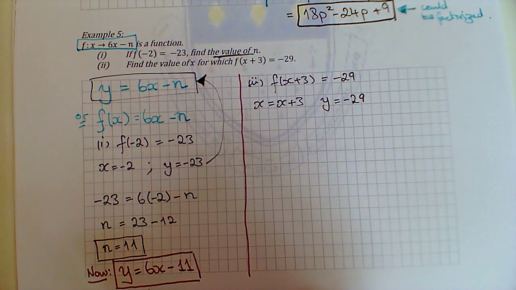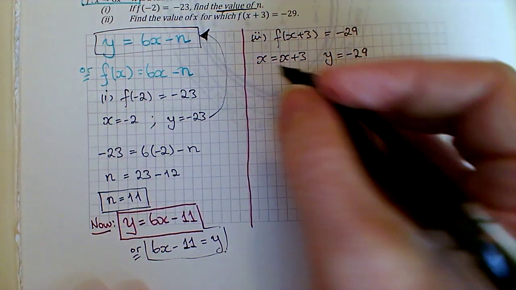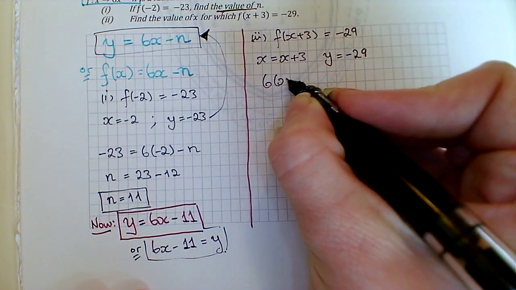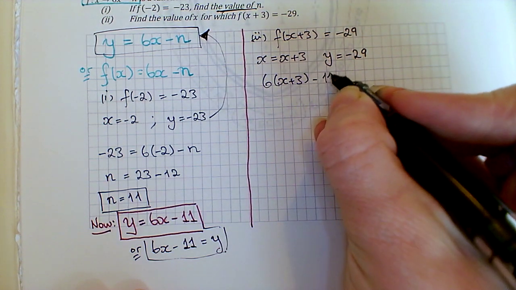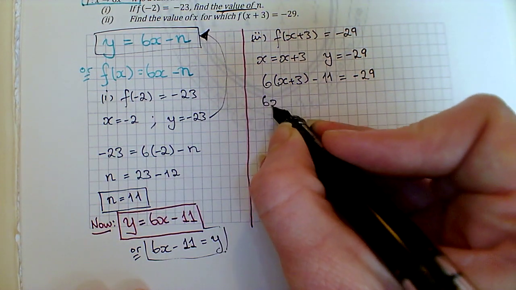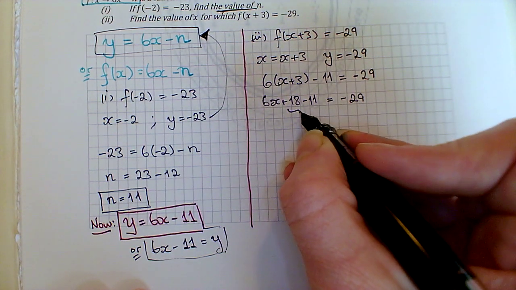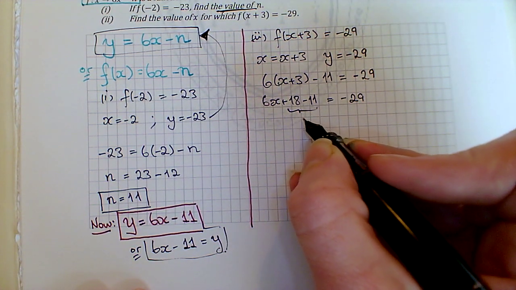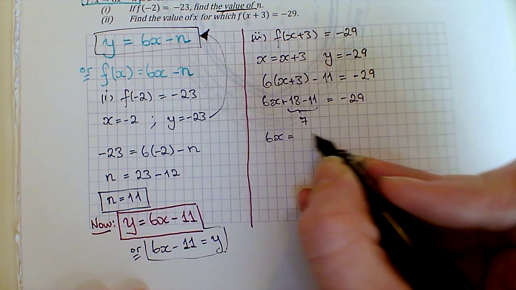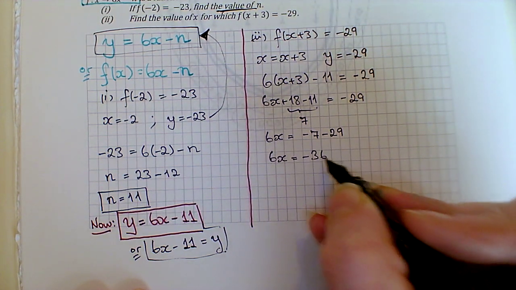Sometimes it's useful to write it the other way round because we're used to having the numbers on the right hand side. So what I can say is that 6 times x plus 3 minus 11 is equal to minus 29. Multiply out the brackets. 6x plus 18 minus 11 is equal to minus 29. That gives me 7. So 6x is minus 7 minus 29. 6x is negative 36.